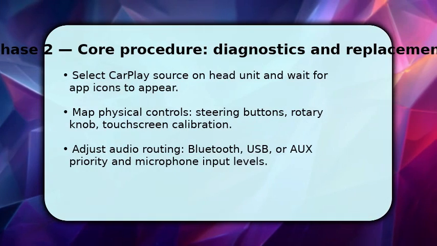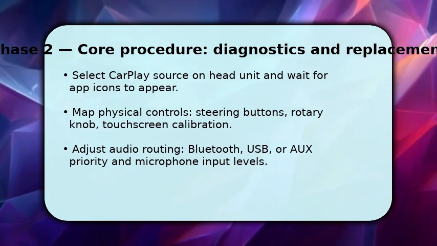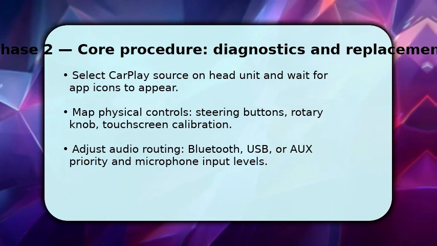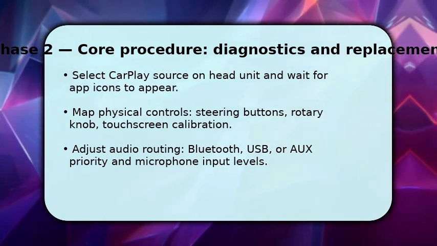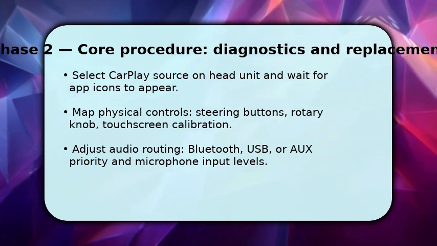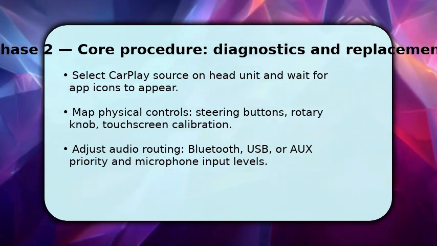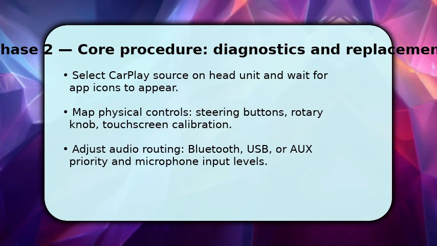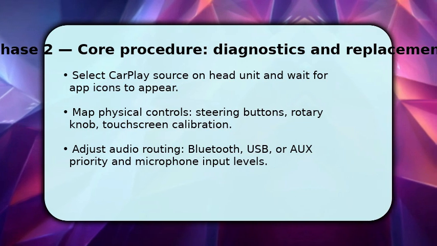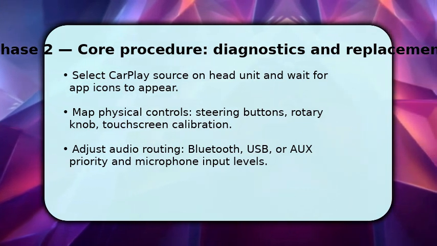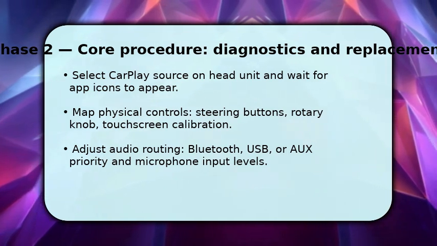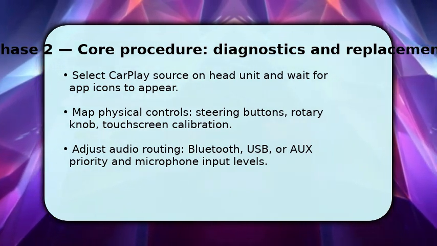Now configure the live connection. Select the CarPlay source and watch for icons to populate. This confirms app communication. You should map steering wheel controls and test the touchscreen response. Recalibrate if taps drift. Then set audio routing. Choose USB for stable sound or Bluetooth if wireless, and test the microphone for voice commands. Make sure media, navigation, and phone calls route through the head unit, because that affects hands-free safety and which apps show up on the CarPlay screen.